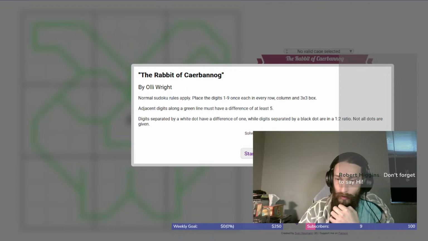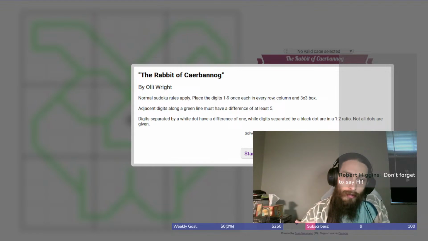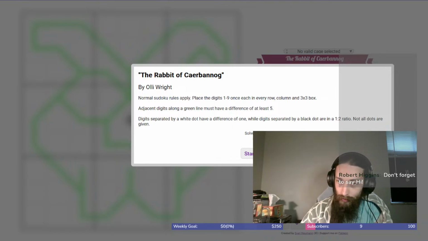So today's first puzzle is going to be the Rabbit of Kerbanog by Ollie Wright. Normal Sudoku rules. Did you hit record? Oh, I did not hit record.